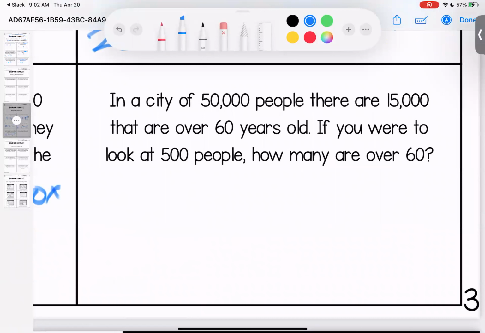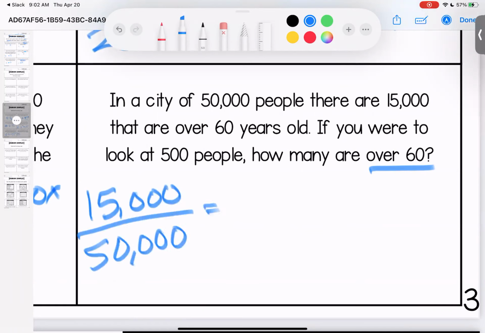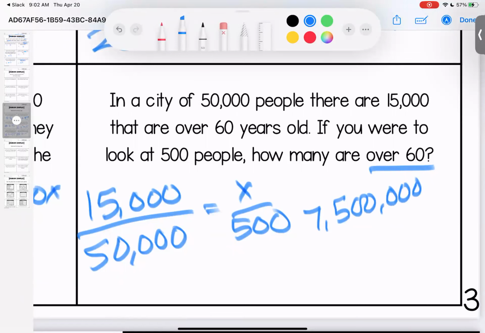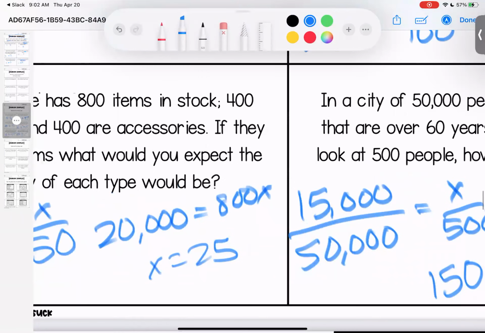In a city of 50,000 people, there are 15,000 that are over 60 years old. If you were to look at 500 people, how many are over 60? So, 15,000 out of 50,000 compared to how many out of 500? So 15,000 times 500 gives us 7.5 million. And I'm going to divide that by 50,000, a little short on space, sorry. And we're going to find that about 150 people would be over 60 in that 500 person group.